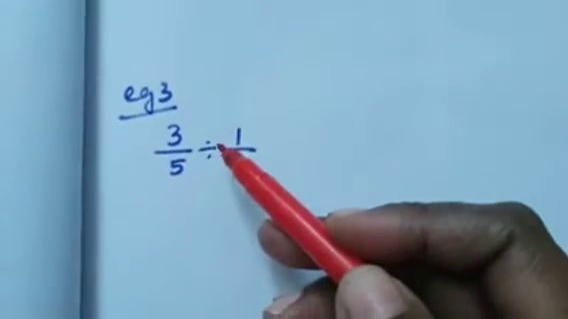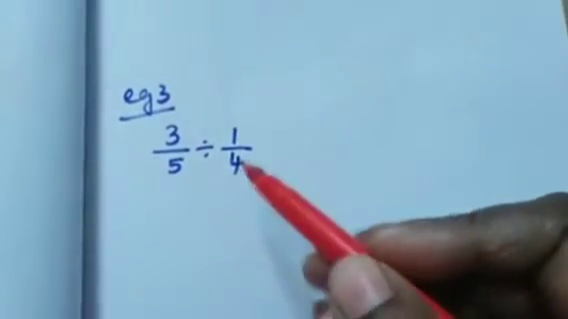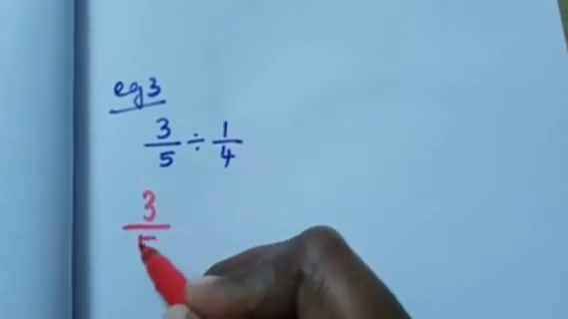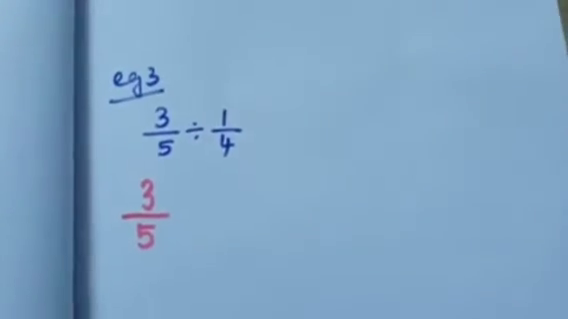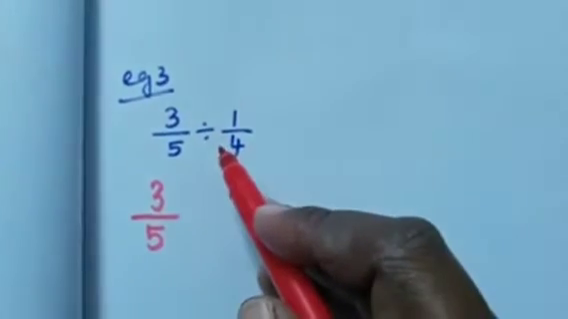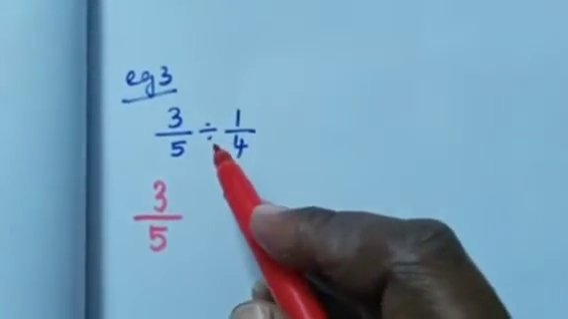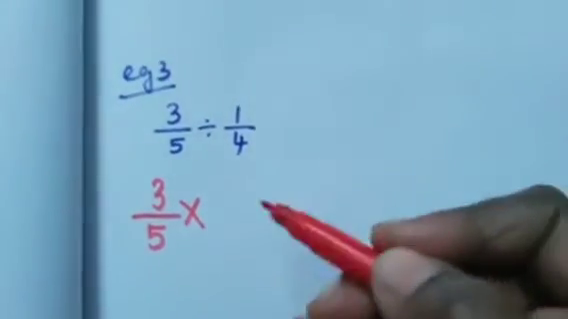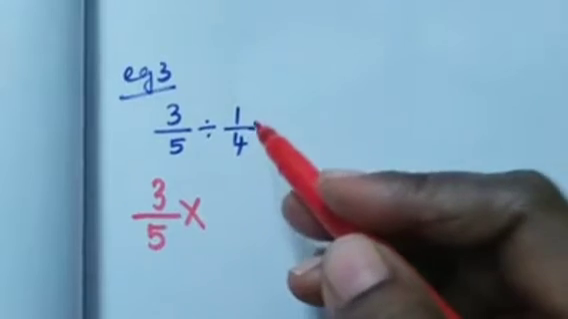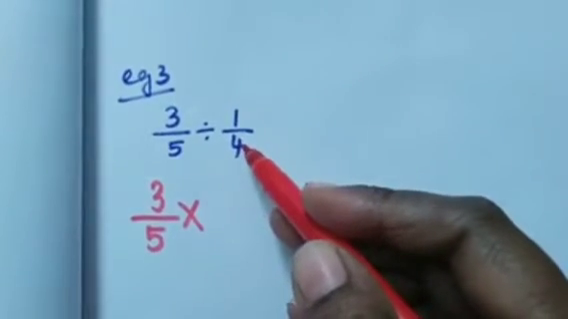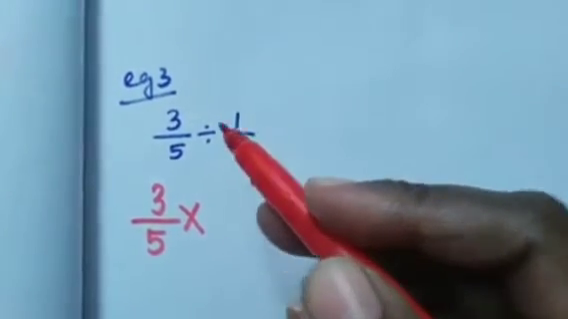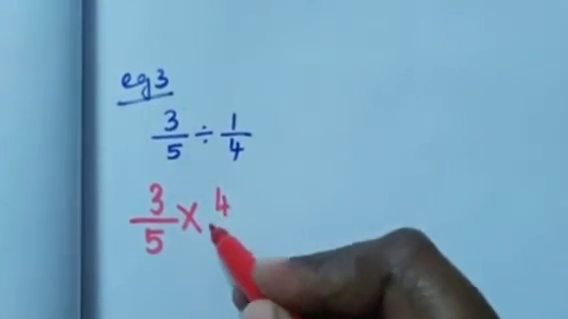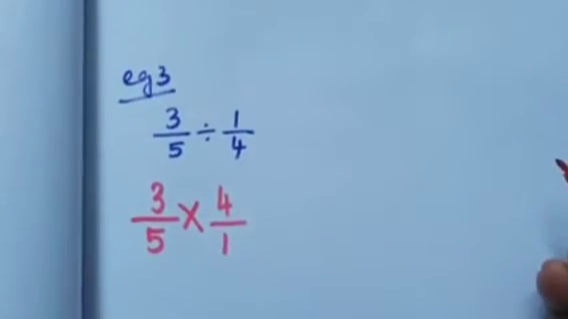See example 3. 3 by 5 divided by 1 by 4. Now you write the left hand side number as it is. Then we change the division symbol, and we write the multiplicative inverse, that is the reciprocal, of the divisor. The number is 1 by 4, so we write its reciprocal. What's the reciprocal? 4 by 1.